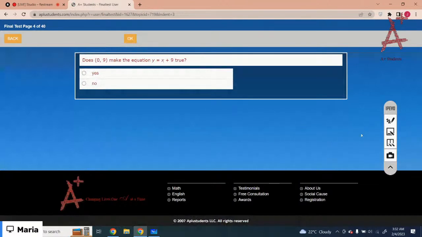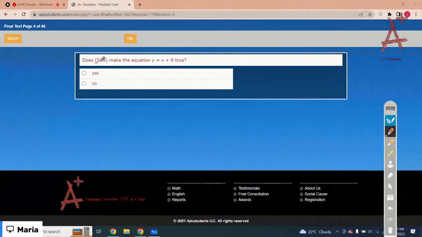Okay, does (0, 9) make the equation true? So x is 0, y is 9. Got it? Just replace the values in the equation. Y is 9, x is 0 plus 9. 9 equals 9. They are equal. Got it? That means yes, (0, 9) is the solution of the equation. Got it? So the correct option is yes.